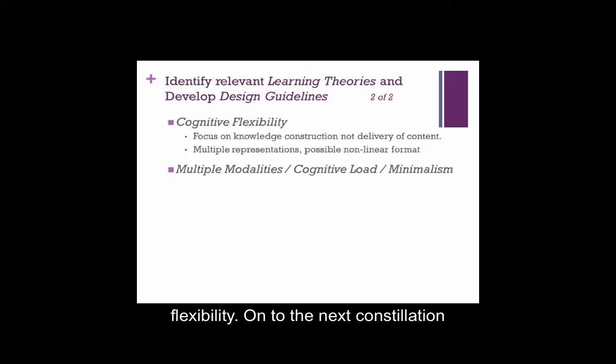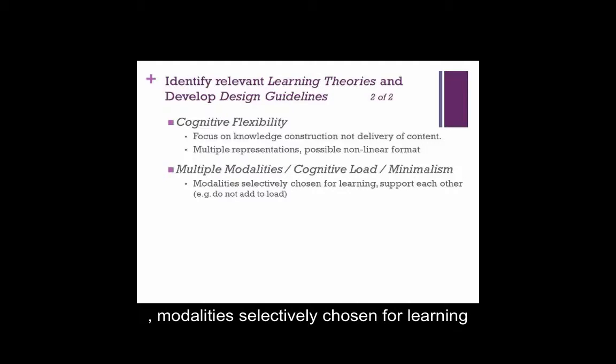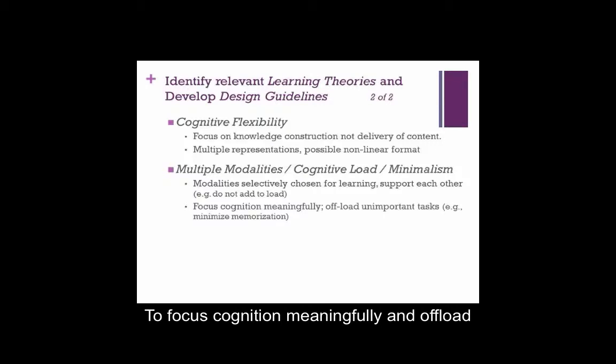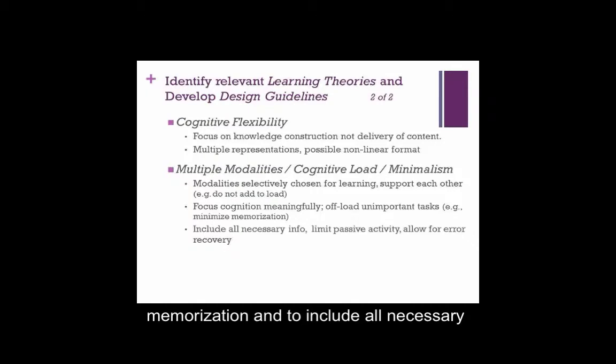On to the next constellation of theories: multiple modalities, management of cognitive load, and employing minimalism. The guidelines emerging from those 3 theories: modalities selectively chosen for learning, supporting each other, and not adding to the cognitive load. To focus cognition meaningfully and offload unimportant tasks. In other words, to minimize memorization. And to include all necessary information, limiting passive activity and allowing for error recovery with very little penalty.